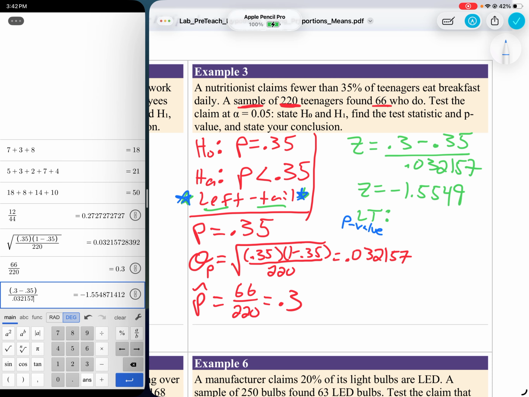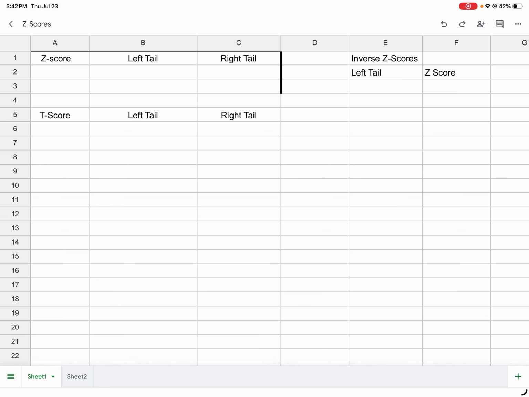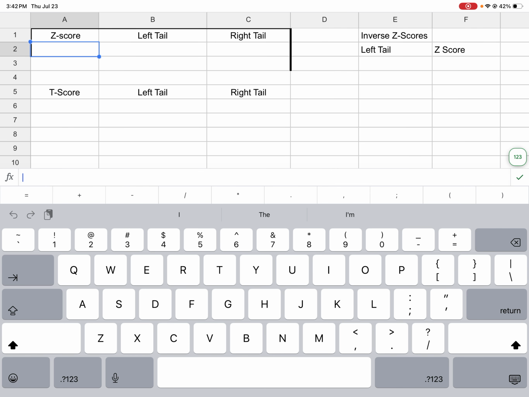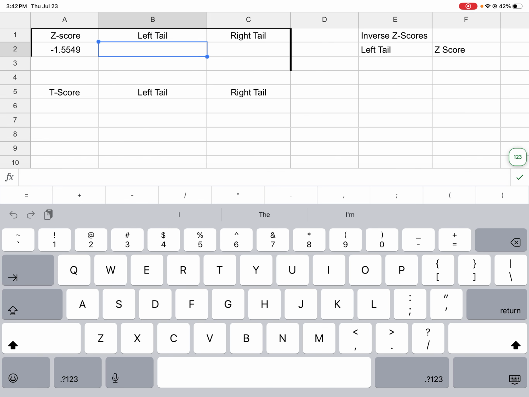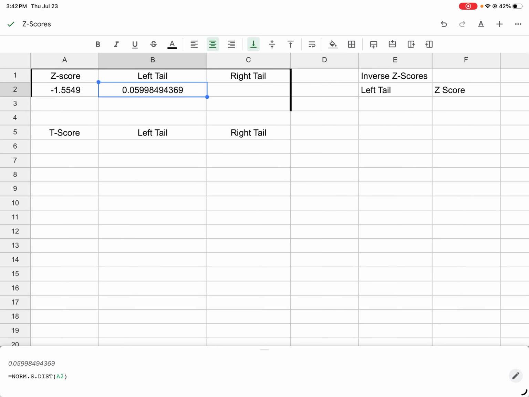So now I'm going to take that negative 1.5549. Okay. So in my spreadsheet, I have a z-score of negative 1.5549. To get the left tail, I'm going to type in equals norm.s.dist should pop up. And I'm going to click on my z-score and hit enter. And since this is a left tail test, that's the only number I need.